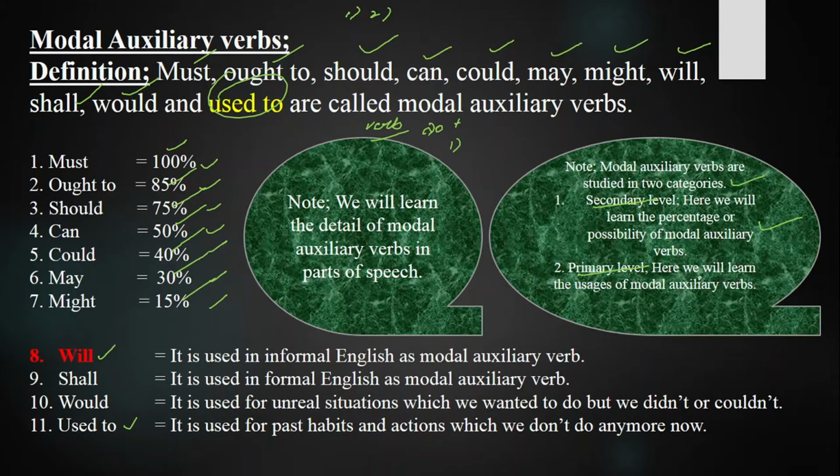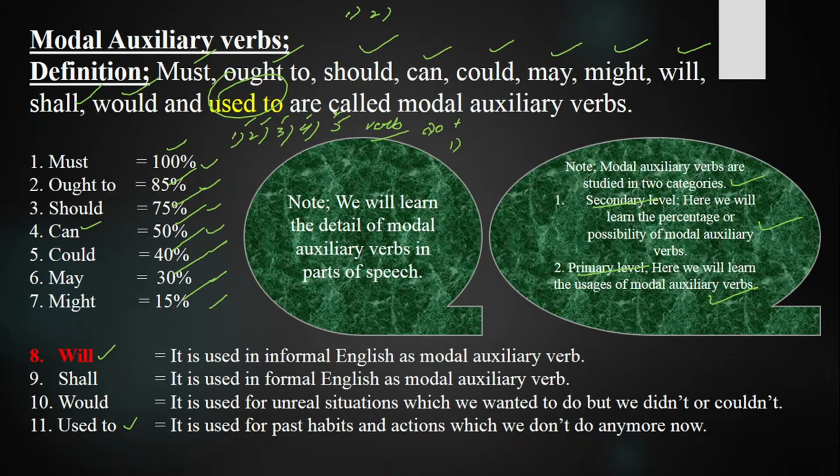What is the primary level? In primary level we will learn the usages of modal auxiliary verbs. Like we have one of the modal auxiliary verbs, can. Can is used for physical ability, for mental ability, for authority, for permission, and for possibility. So there are some 5 usages of the modal auxiliary verb can. Each modal auxiliary verb has different usages that we will be discussing in detail when we start it in verb, and that will be called primary level.